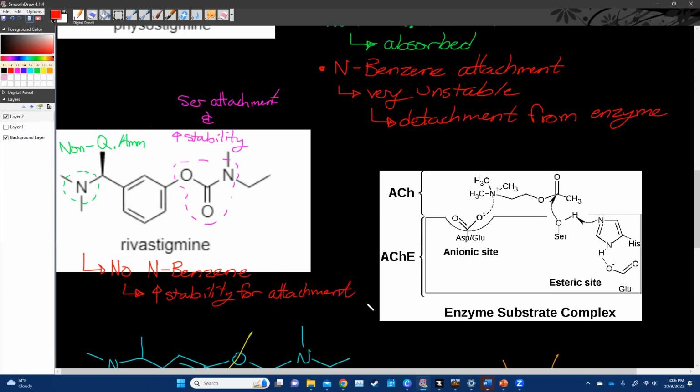So if we're going to make the drug attach better, then this is the same thing as saying that we're going to decrease detachment, which is to increase the duration of action. Right? We need that carbamate moiety to be stuck onto the serine. And so by not having a nitrogen directly connected to the benzene ring, we're going to make sure that the drug is stuck on there.